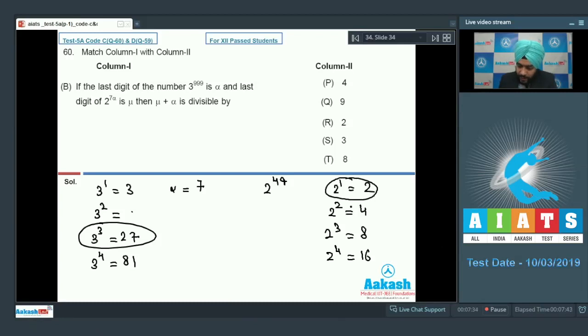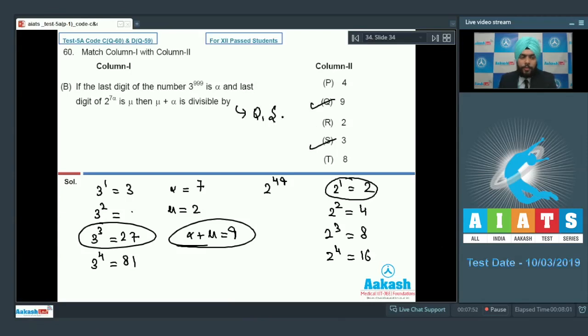So if alpha is 7, the last digit of 2 power 49 is mu. So mu is equal to 2. Alpha plus mu is 9. It is divisible by 3 as well as 9. So B matches with Q and S. Let us move on to C part.